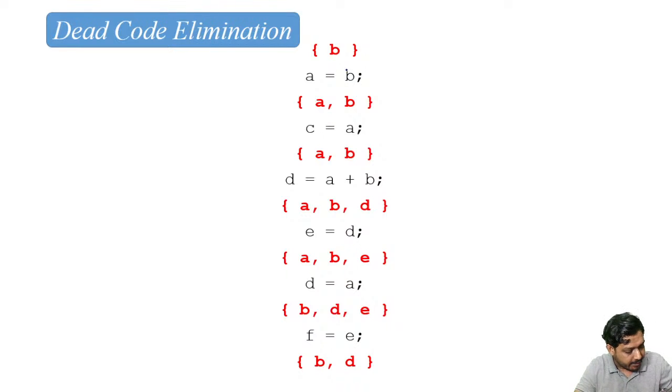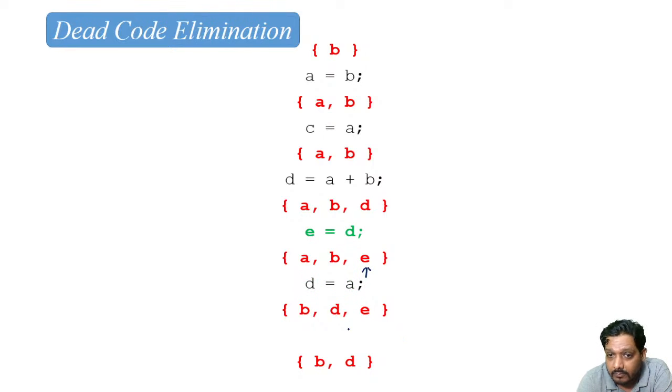Yes, we will go in reverse order. And then we will keep on analyzing which one is available in the next set. Like here f is equal to, f is not available, only b and d are available. If f were available here, then we would not eliminate this; we do not eliminate f is equal to, but f is not there, so we'll eliminate this.